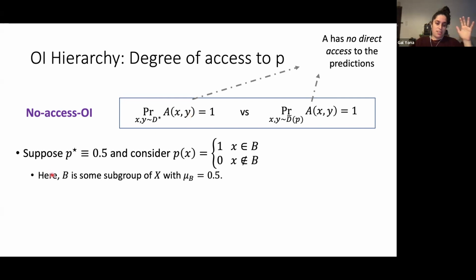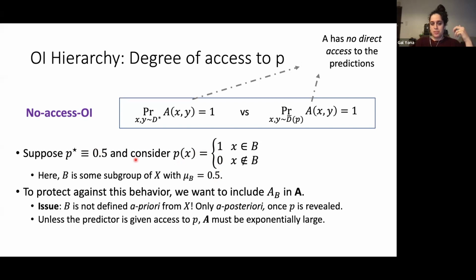So consider a P star, a Bayes optimal predictor, that is just a half for everyone. So there's not any signal in this case, but the predictor that I'm worried about chooses some random subgroup of the feature space that, say, has mass a half. And for that subgroup, it assigns a prediction of 1, and for the others, it assigns a prediction of 0. It's not clear that we like this predictor, right? It's making distinctions that are not actually borne out in the data.